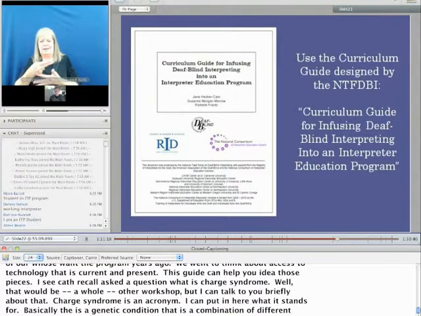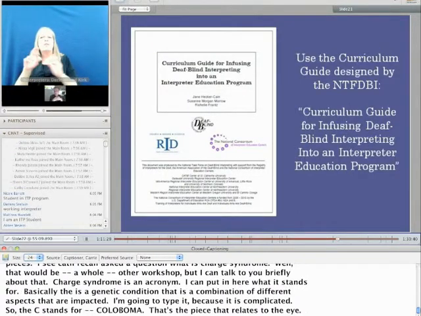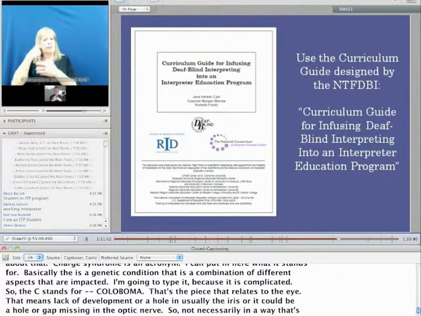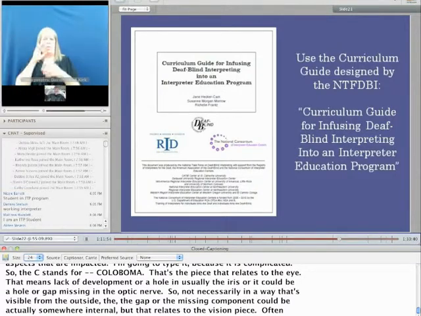So the C stands for coloboma, the piece that relates to the eye. Coloboma means a lack of development or sort of a hole, usually in the iris, or it could also be a hole or a gap missing in the optic nerve. So it's not necessarily visible from the outside. The gap or the missing component could actually be somewhere internal. But that relates to the vision piece, and oftentimes the peripheral fields are affected, the upper peripheral fields, not the sides, but the upper peripheral fields of vision.